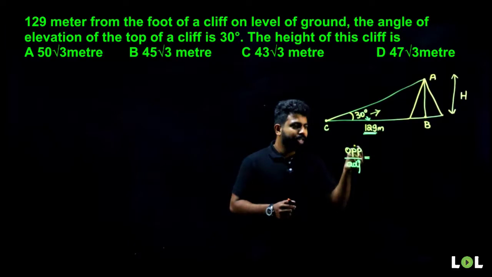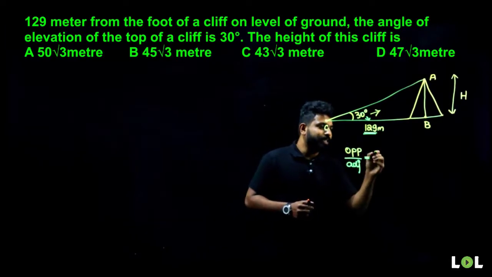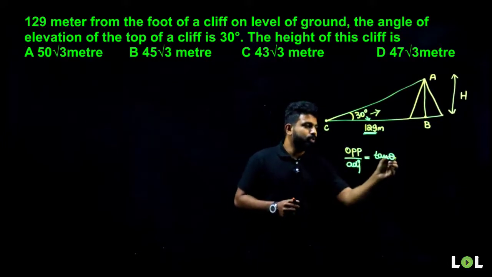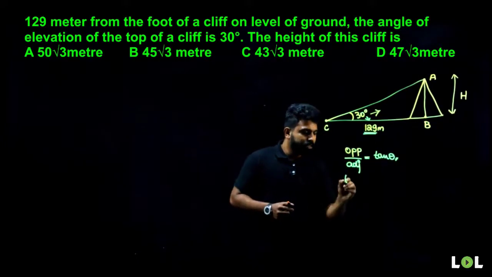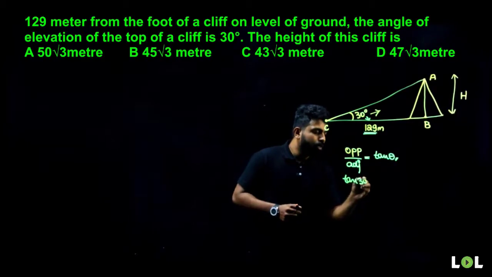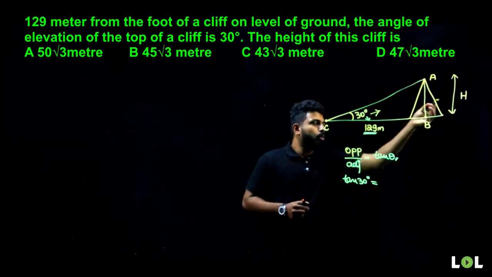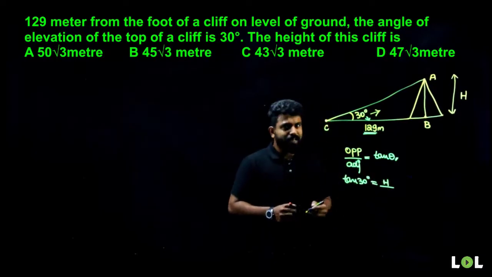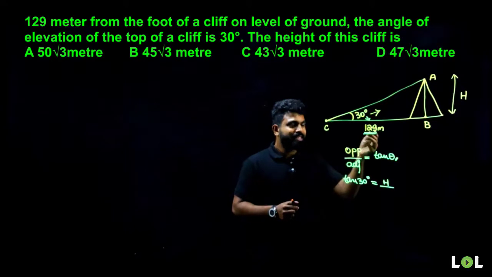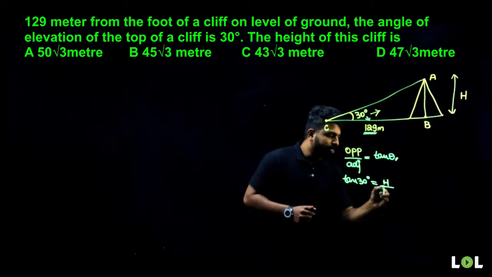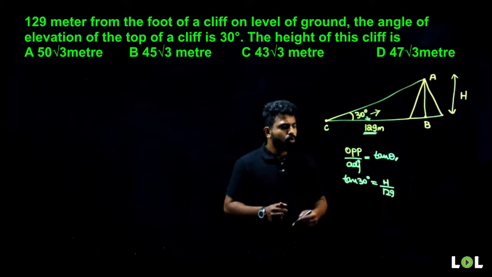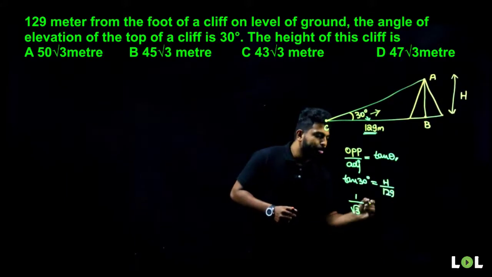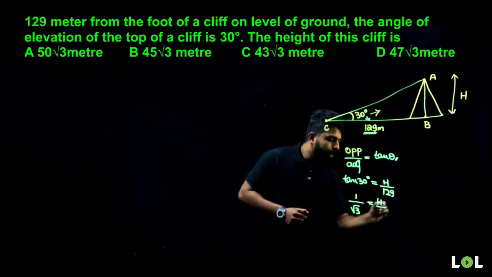Which is the ratio that deals with opposite over adjacent? That is nothing but tan theta. Tan theta is opposite by adjacent. The value of theta here is 30 degrees. Tan 30 degrees will be equal to opposite, which we don't know, so we'll consider it as h, upon the adjacent side, which is 129 meters. We all know that tan 30 degrees is 1 upon root 3, and that is equal to h by 129.